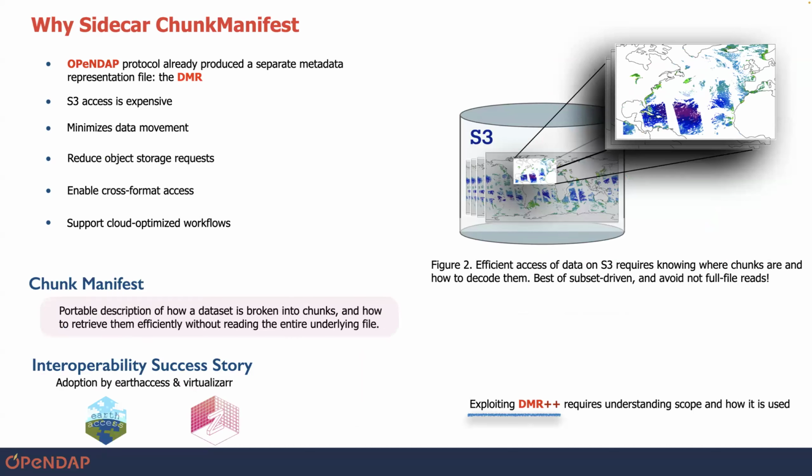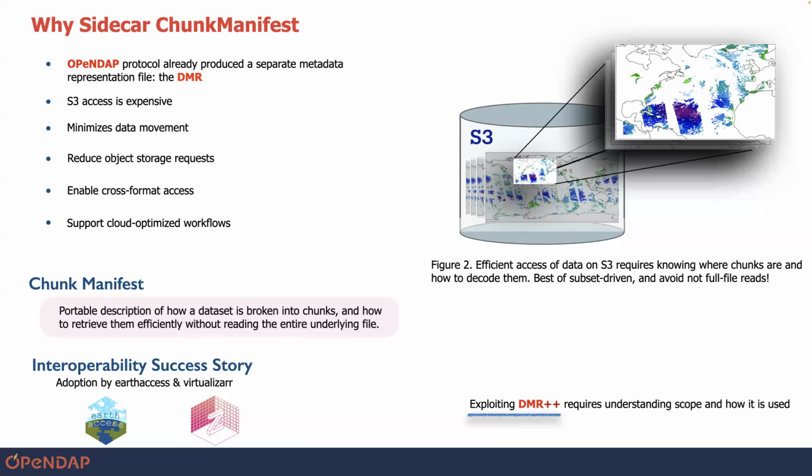But why do this sidecar manifest thing? Why put this chunk data in a sidecar file? There are a couple of reasons that OPeNDAP chose to represent the chunk manifest in the way we did. First, we had already developed two versions of the data access protocol, and they were pretty heavily web-based protocols.